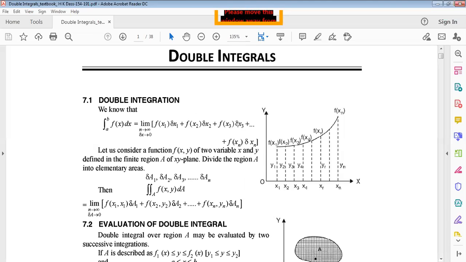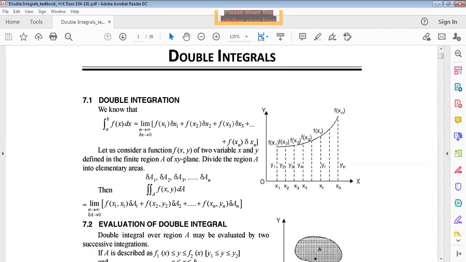The third area will be del x3, the length along the x-axis, and f(x3), the length along the y-axis. This gives the third area, and so on up to the nth area. At the nth point xn, the last increment is del xn, and for this del xn we get f(xn), the length along the y-axis. The length along the y-axis and the length along the x-axis give the last area, the nth area.